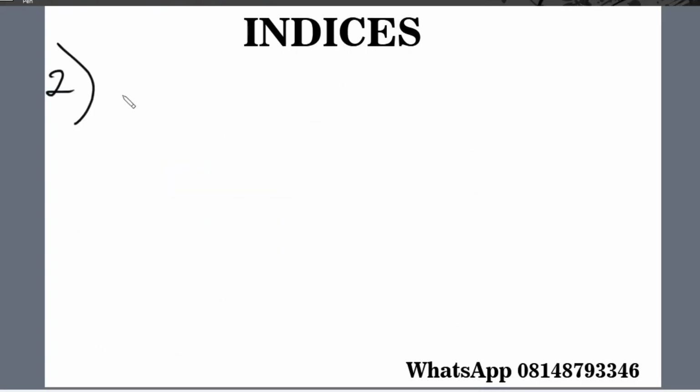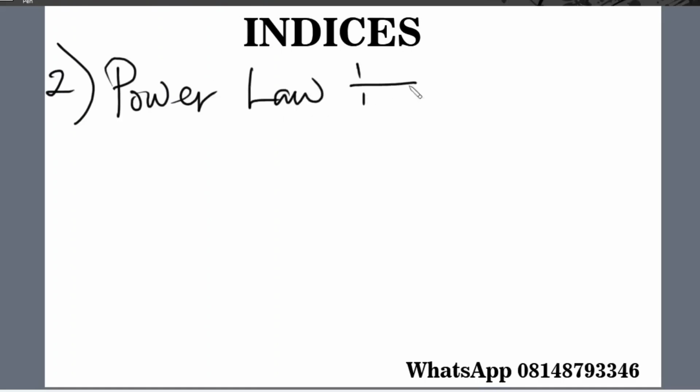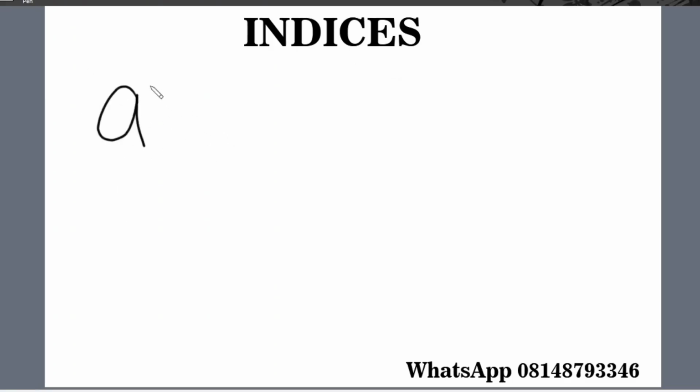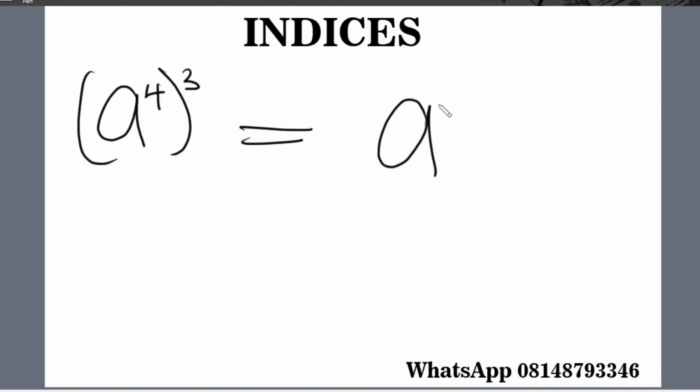The next one is called the power law. Suppose we have a raised to power 4, close bracket, all raised to power 3. How do we go about it? What we do is write down the base, which is a, and then multiply the indices. So we have 4 multiplied by 3, which gives us a raised to power 12.